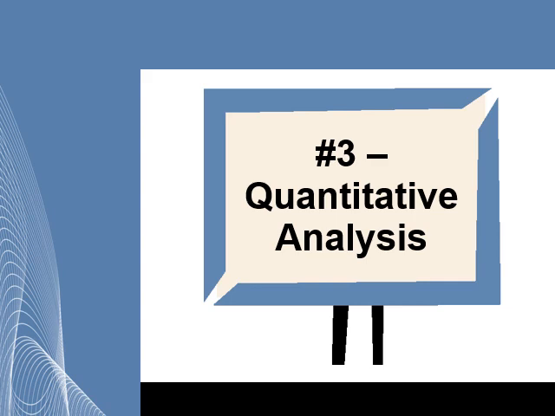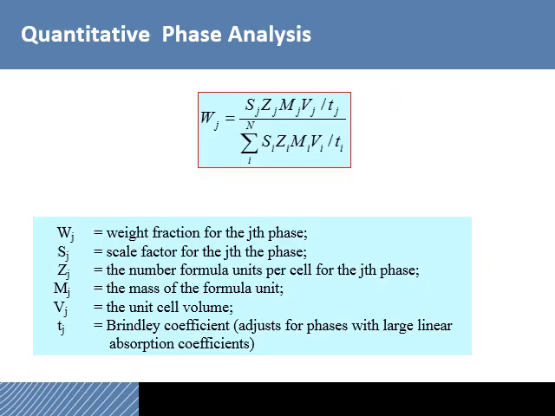So now we're going to talk a little bit about quantitative analysis. Quantitative analysis can be summarized in this ugly looking function up top where the weight fraction for the jth phase is equal to all the various things that go into that phase. And you can read the slide, I don't really need to go through it, divided by the sum of that for all the various phases of interest.